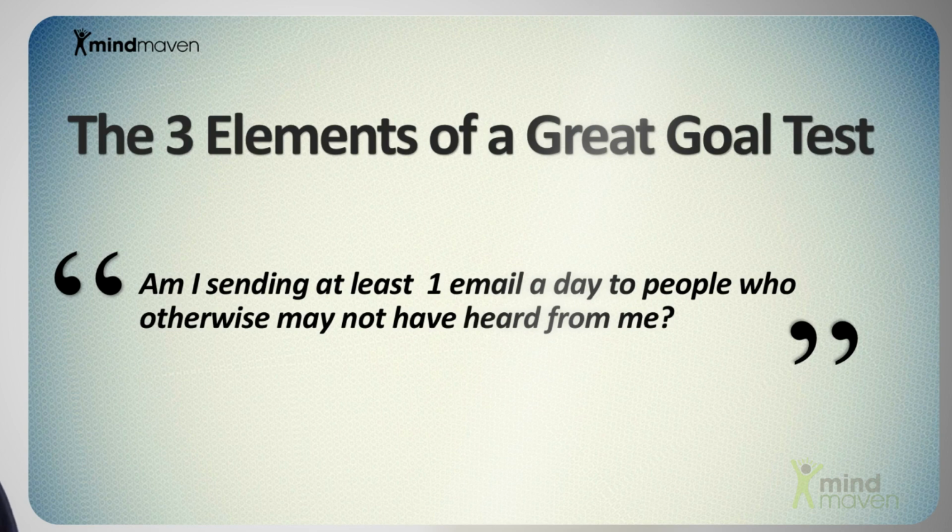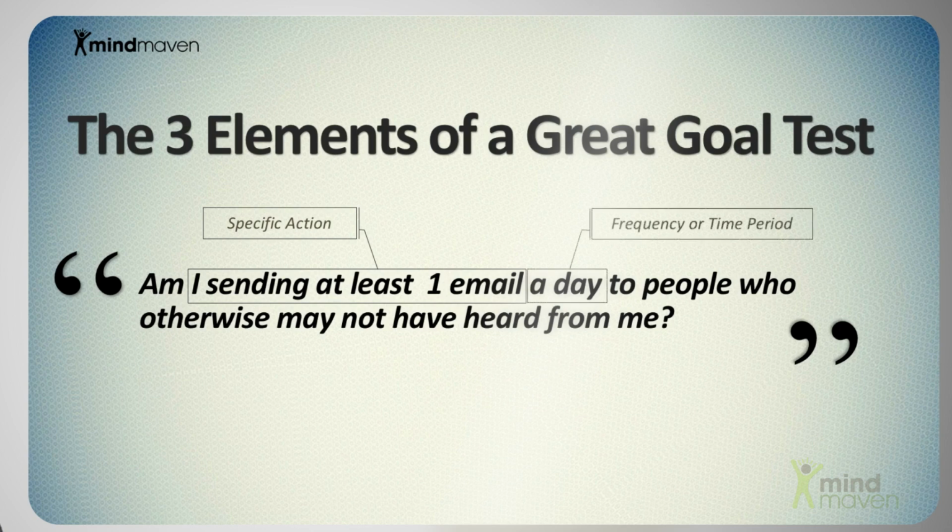Number one is the action. What specific action are we testing against and setting a goal for? In this case, it is sending at least one email. Two components, the action, sending, and then the volume of it. In this case, one email, but it could be two, right? The second factor is this factor of frequency. How often we do it and in what time period. In this case, it is a day or per day.